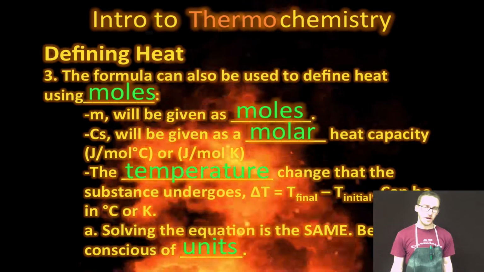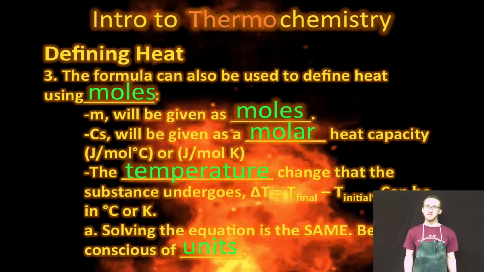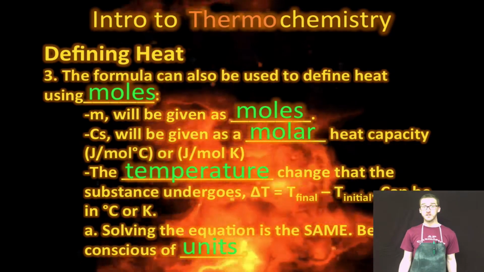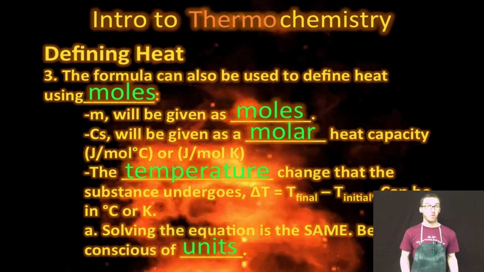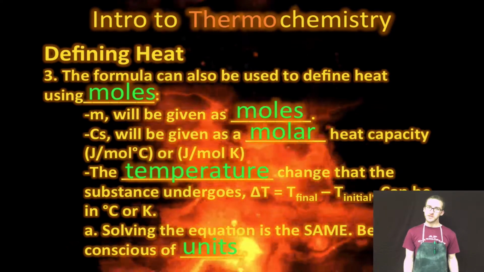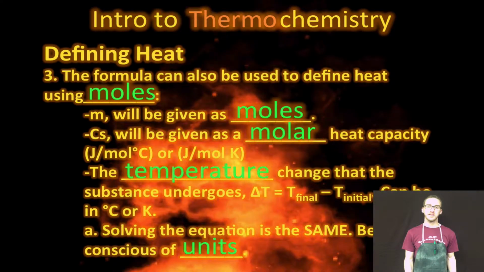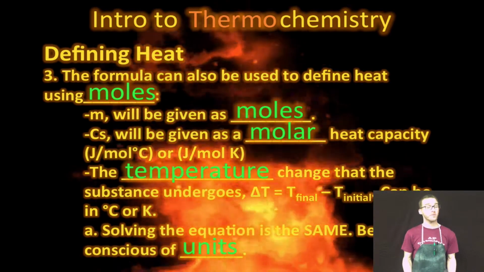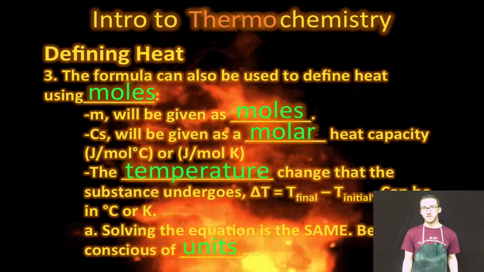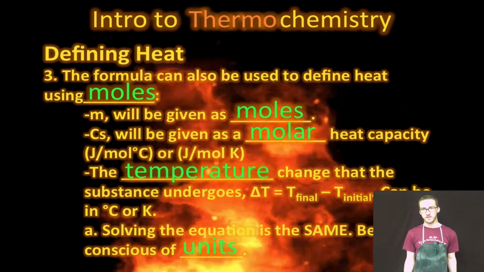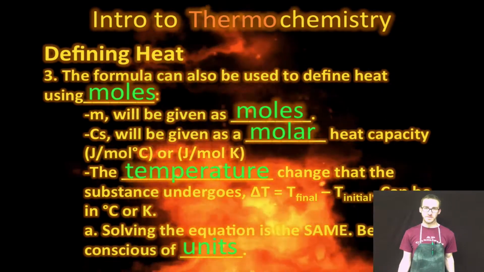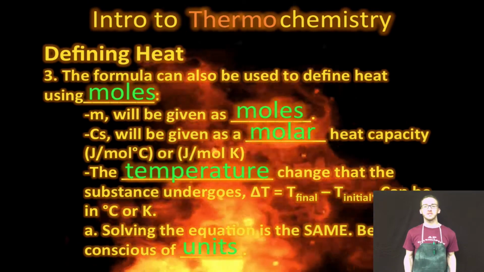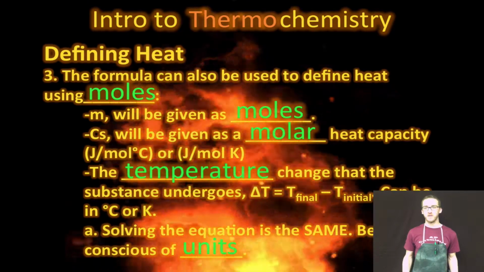Alright, so we've talked about this in terms of mass, but realize this equation can also be used to define heat in terms of moles. Only difference being is that we'll be using moles instead of mass, and your specific heat capacity is going to be given as the molar heat capacity, and so your units are going to be joules per mole degree Celsius instead of joules per gram degree Celsius. Temperature change is still the same, T final minus T initial, and recognize that solving the equation is the same. Just be conscious of your units.